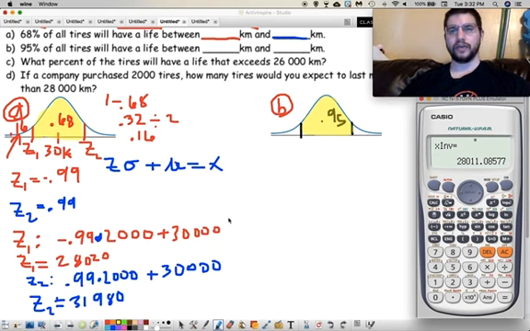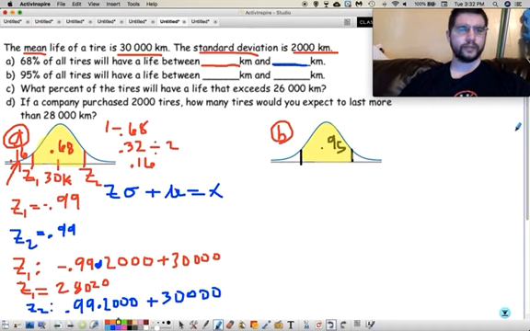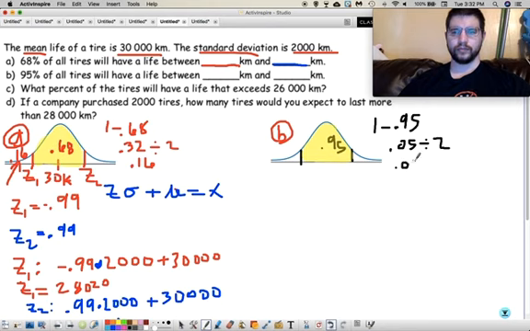Again, you can use either the calculator or the charts. For me, it doesn't matter. Whatever you're more comfortable with or have access to. So right here, we do the same process. Find out how much is in these little tails here. So 0.025 goes here, and if you add that, that's going to be 0.975 for this one.